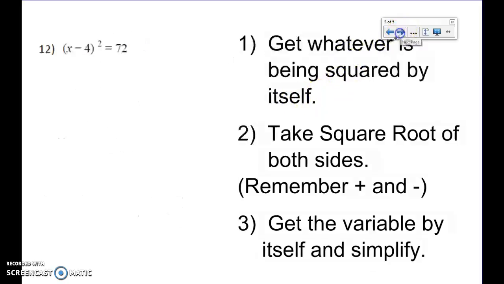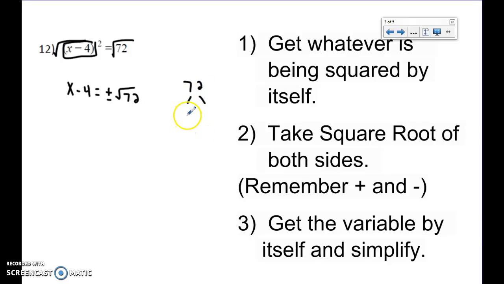So let's look at the next one. First thing we want to do is get whatever's being squared by itself. So I have this being squared, so I'm good. I'm going to take the square root of both sides. And I get x minus 4 equals plus or minus square root of 72. 72 is not a perfect square, so we're going to break 72 down like we learned in the first unit. That's 6 times 12, and that's 6 times 2. So it's going to be 6 square root of 2. So I get plus or minus 6 square root of 2.